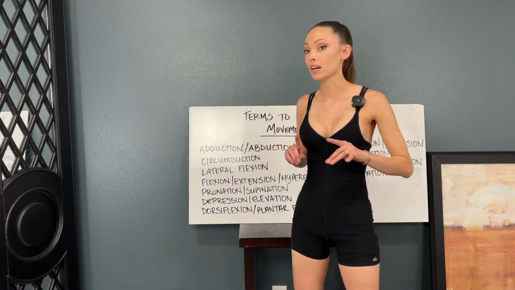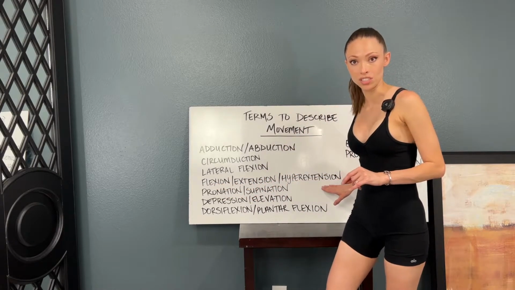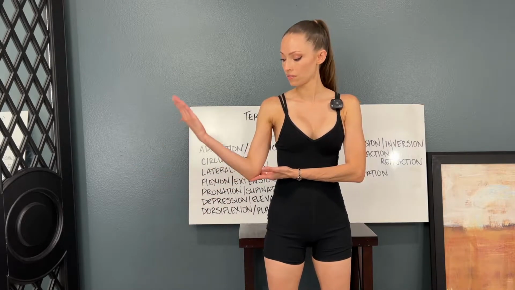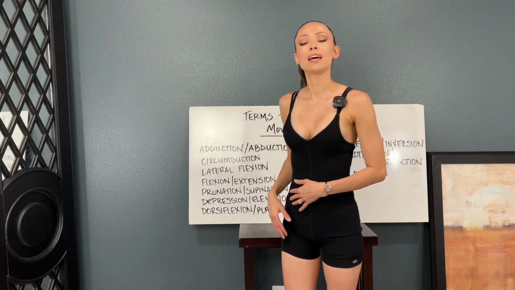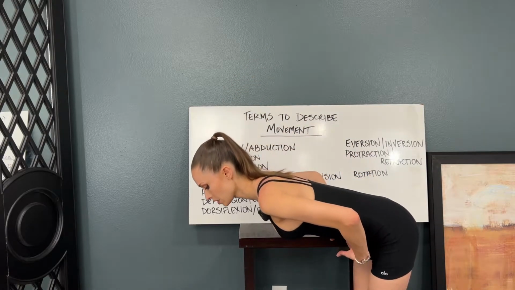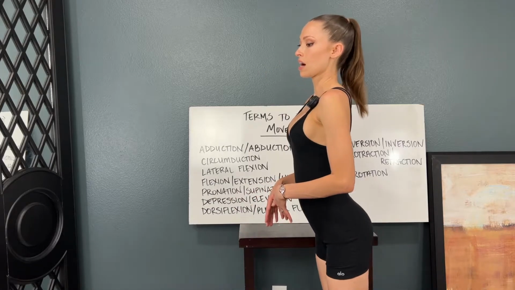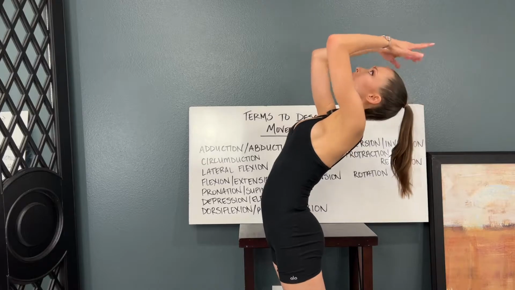The next one we're going to look at is flexion, extension, and hyperextension. With these movements, they are very relative to the joint. So for example, here at this elbow, we are flexing and extending. Now, here we are flexing with the forward bend, and we are hyperextending when we go into a back bend.